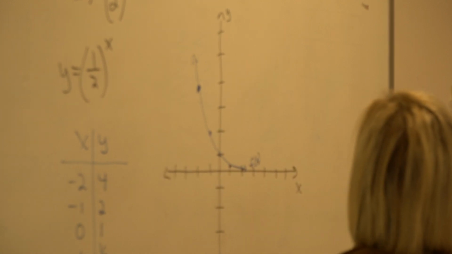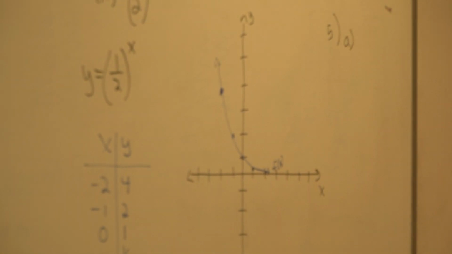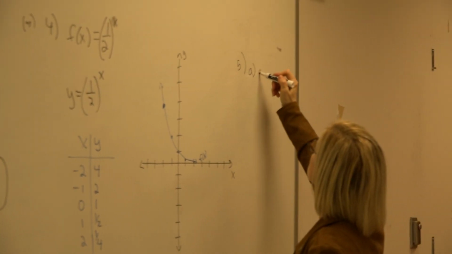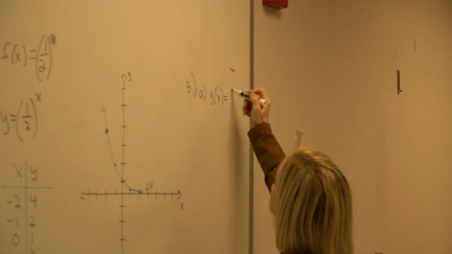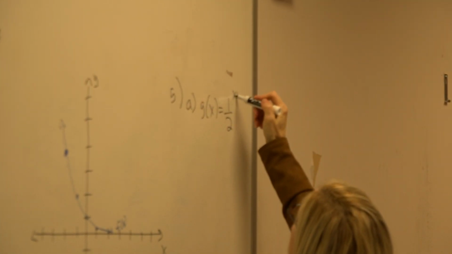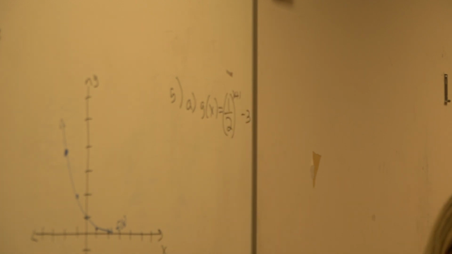And we're going to go to number 5a. And 5a says, using that basic function, graph g of x equals 1/2 to the x plus 1, minus 3. So everything's on the board. Maybe you take a picture of this later.